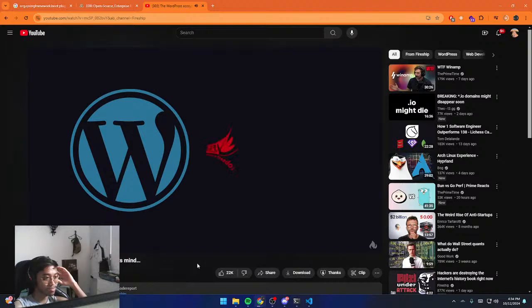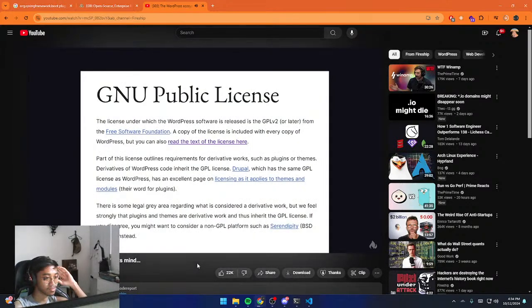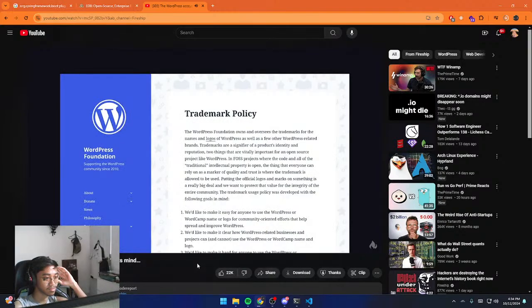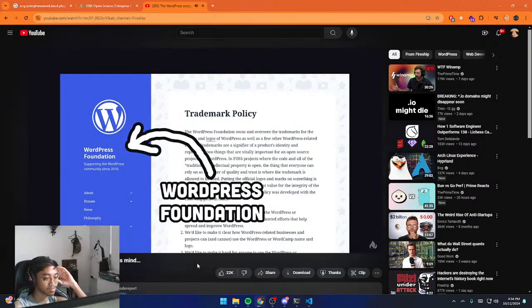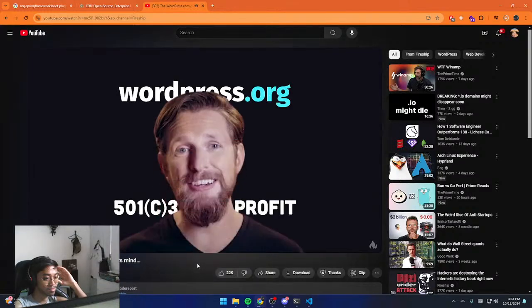WordPress itself is licensed under the GNU General Public License, which means you're free to modify and use it commercially as long as derivative works have the same license. But that doesn't include the WordPress logo and name trademarks, which require permission from the WordPress Foundation to be used in any project or product. But what you should know is that the WordPress Foundation is a charitable organization created by Matt Mullenweg.